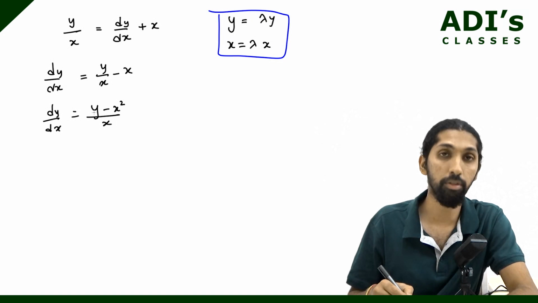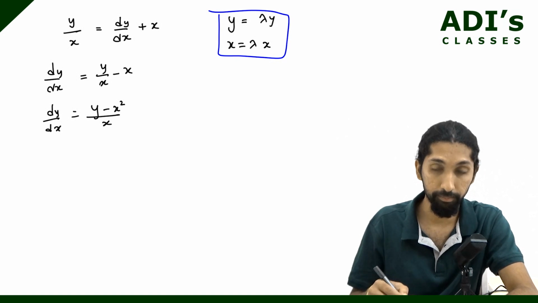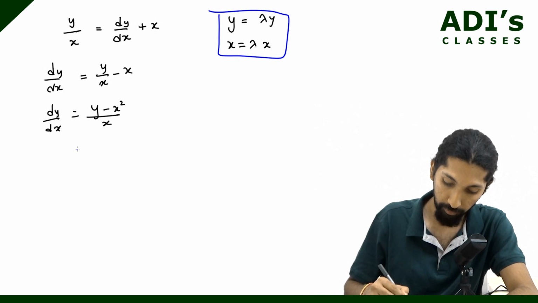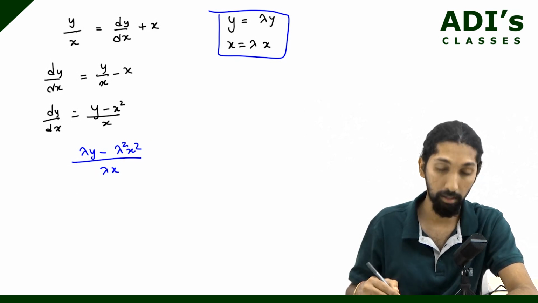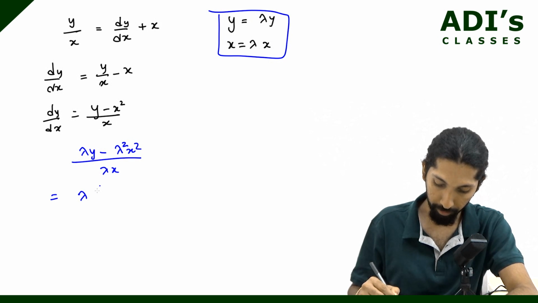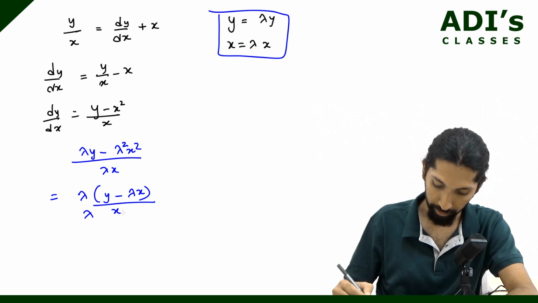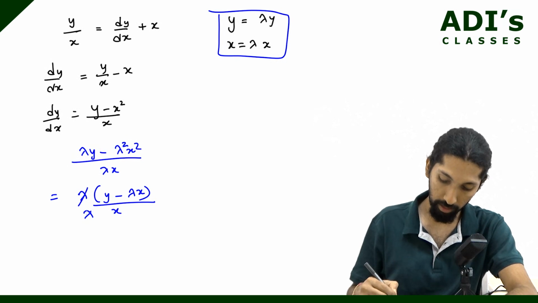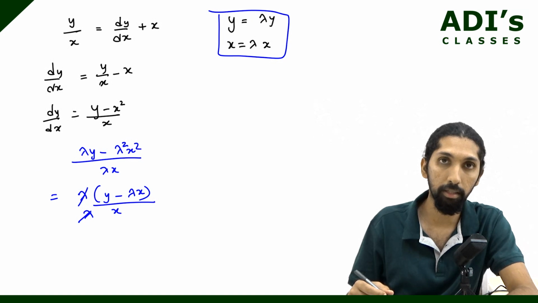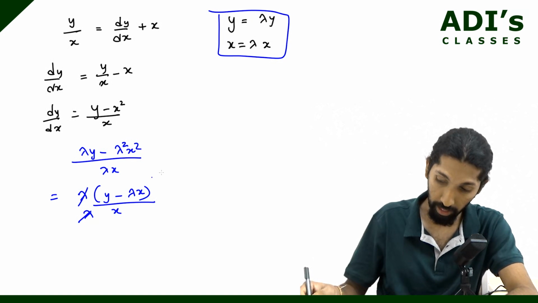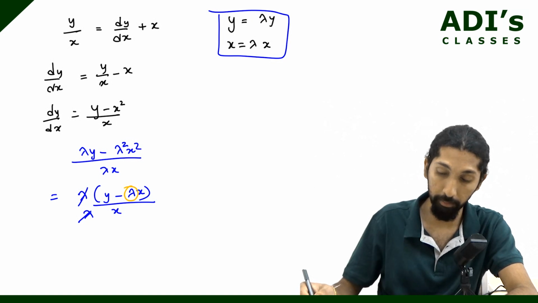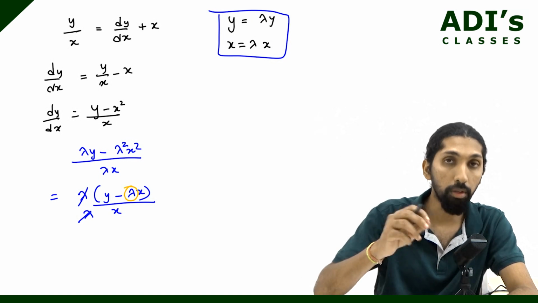Now y is equal to lambda into y. So let's substitute. So we have lambda y minus lambda square x square divided by lambda into x. So what do we get? Lambda into y minus this divided by lambda into x. Correct? So even when you cancel, is this going to be the same as dy by dx? No, right? Because we have this extra lambda here, which is not going to add up to anything. So what do we have?